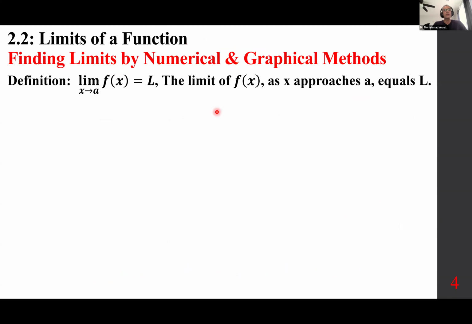All right, so we're going to start with the limit of a function, finding limits by numerical and graphical methods. Here's the definition. The limit of f of x as x approaches a is L. This is read: the limit of f of x as x approaches a equals L. That's how you read it.